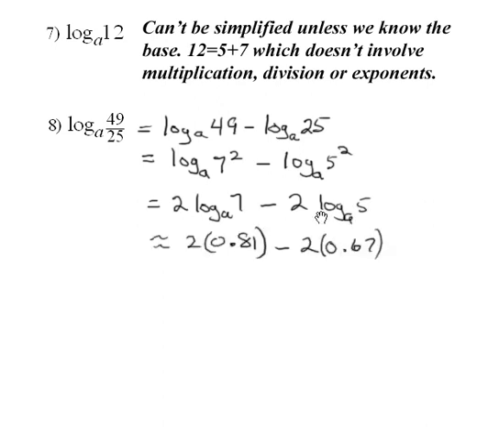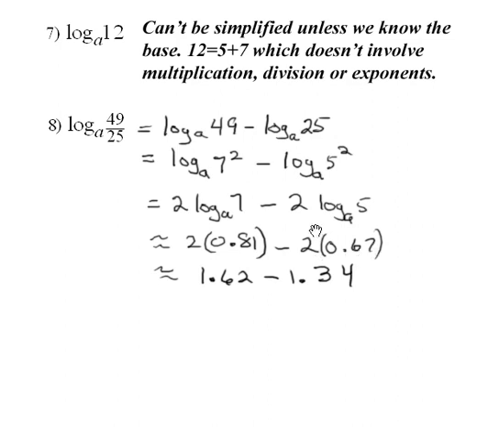Let's look up our approximate values. Log of 7 is approximately 0.81. Log of 5 is approximately 0.67. And then we'll need to do some multiplication. 2 times 0.81 is 1.62. 2 times 1 is 2. 8 times 2 is 16. We need 2 decimal places in my answer. 2 times 0.67 is 1.34. 2 times 7 is 14.